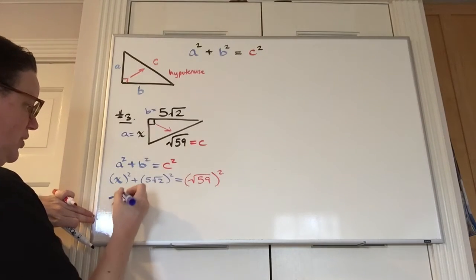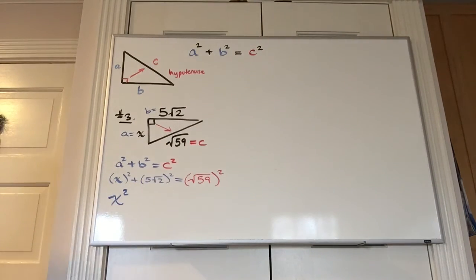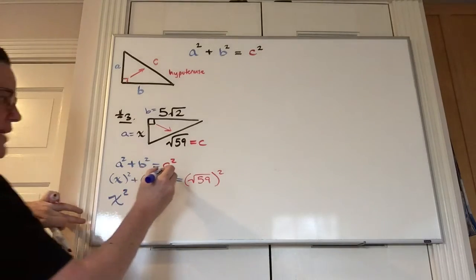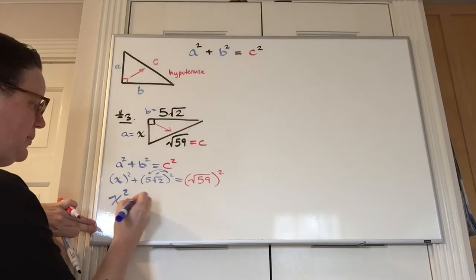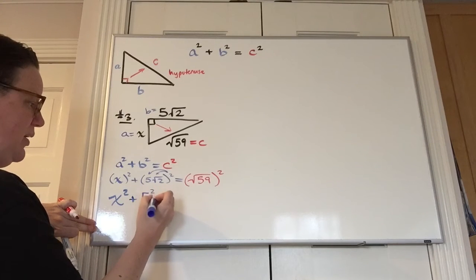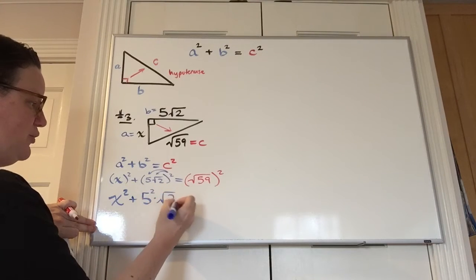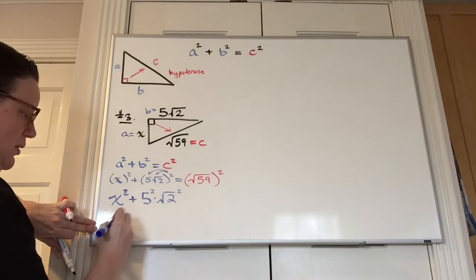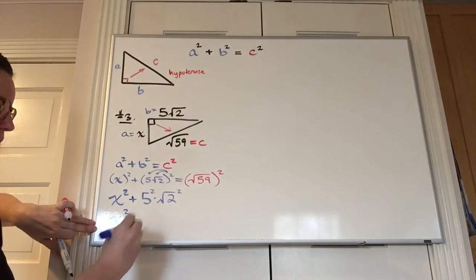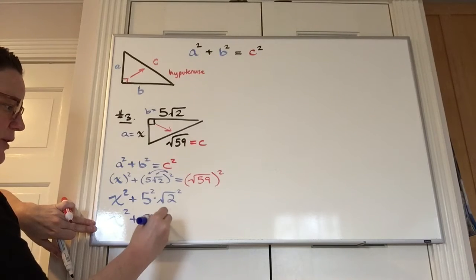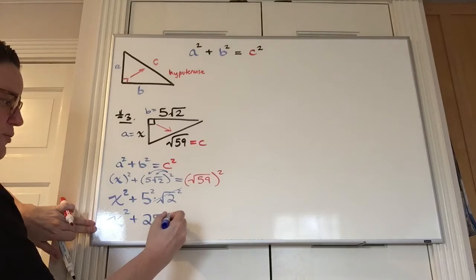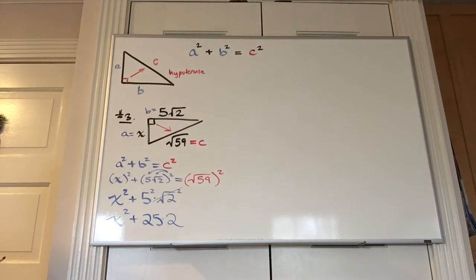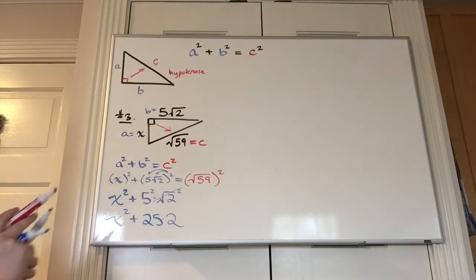X squared can just chill. 5 root 2 squared is like what we practiced on the last homework, where you have to square the front and you have to square the back. So this is going to take an extra step. I have to do 5 squared times the square root of 2 squared. Okay, so 5 squared makes 25. The square root of 2 squared, these two cancel, just gives me 2. So I have x squared plus 25 times 2, and then that's going to be equal to c squared.